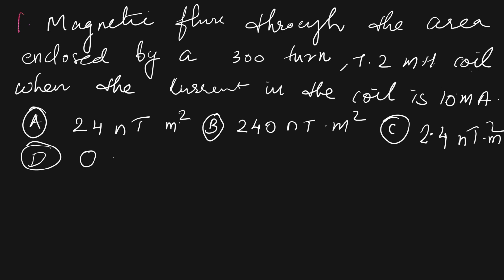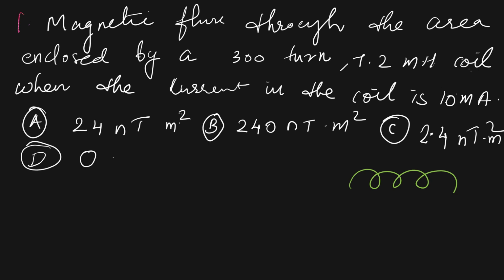Magnetic flux through the area enclosed by a 300 turn, 7.2 millihenry coil when the current in the coil is 10 milliampere. Options are given. When we pass current through a coil, the flux associated with it changes. Hence, a back EMF is induced in the coil.